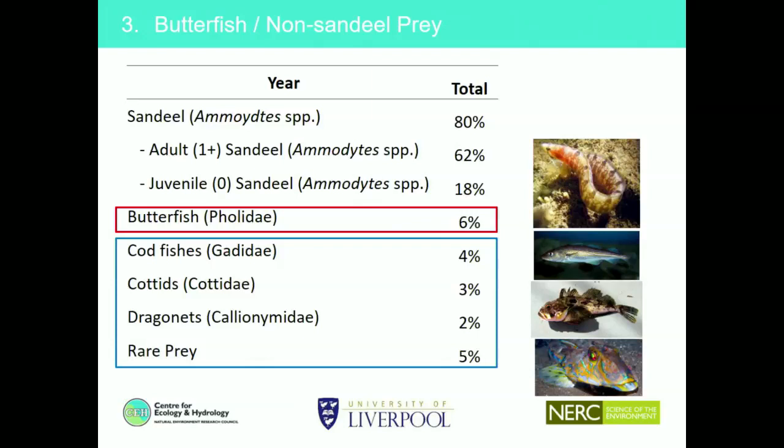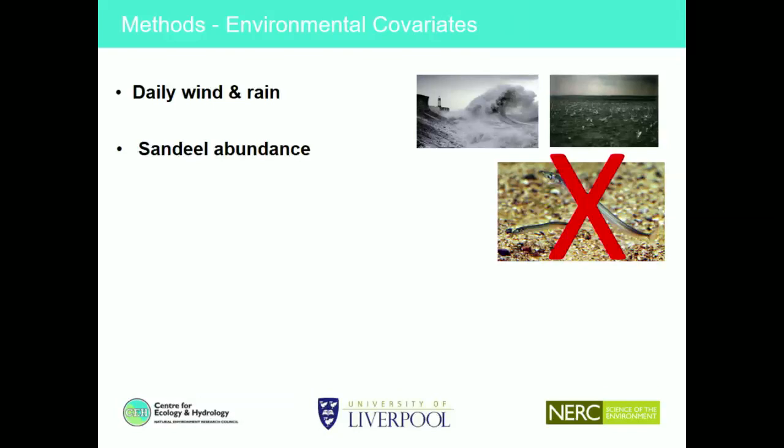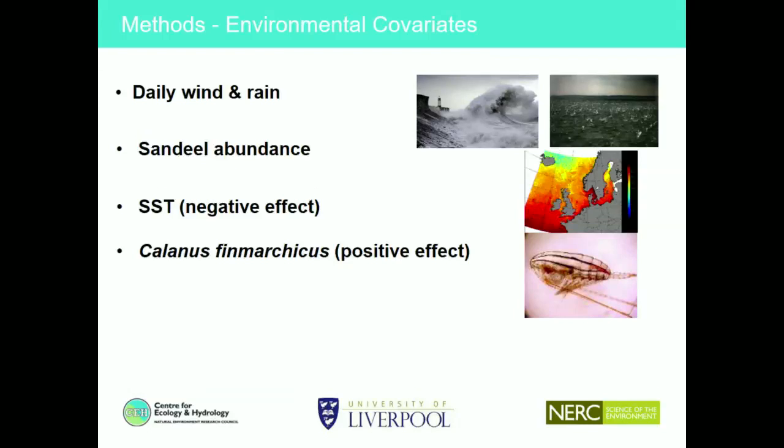And then I want to test the underlying environmental conditions and covariates. So I have daily wind and rain effects. Sand eel abundance would be perfect to use, but actually that data doesn't exist. So what I use is proxies of sand eel abundance, including sea surface temperature, and we predict a negative effect of sea surface temperature on survival and recruitment in sand eel. And then also the abundance of Calanus finmarchicus, which is a key food source for sand eel. But because I'm interested not only in the conditions in the current year, I want to test conditions in previous years, I included lagged effects in this sea surface temperature and Calanus finmarchicus abundance. And then finally, I included date to account for seasonal changes in conditions across the year.